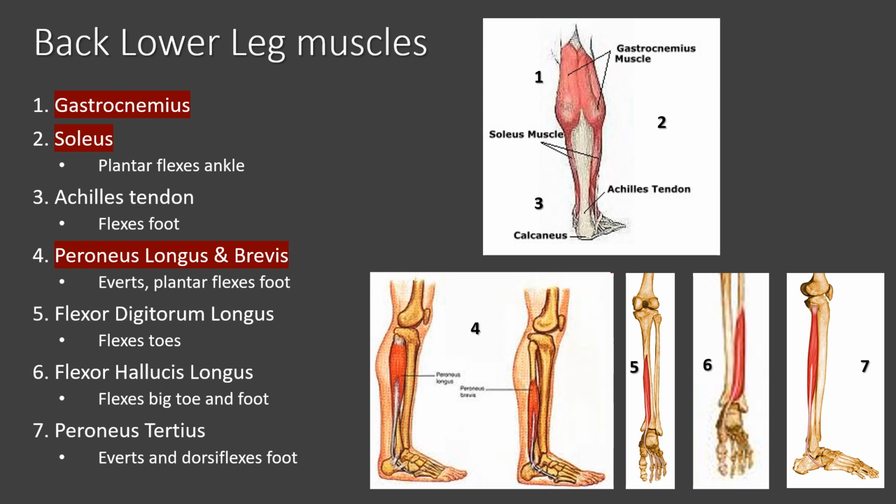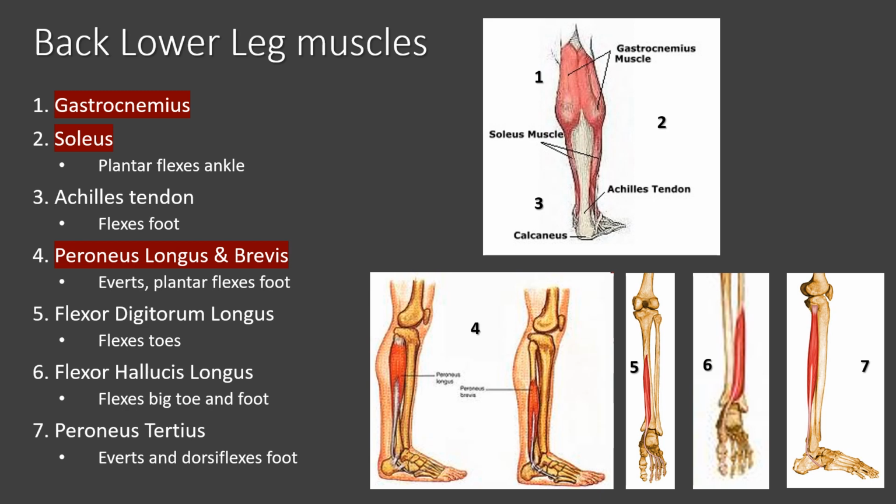Flexor hallucis longus, again, is a flexion, a long muscle, and hallucis is the Latin for big toe. So flexor hallucis longus comes from the back of the knee, down the calf, under the foot, all the way up to the big toe, and it flexes by curling the big toe under the foot, and also helps to flex the foot.